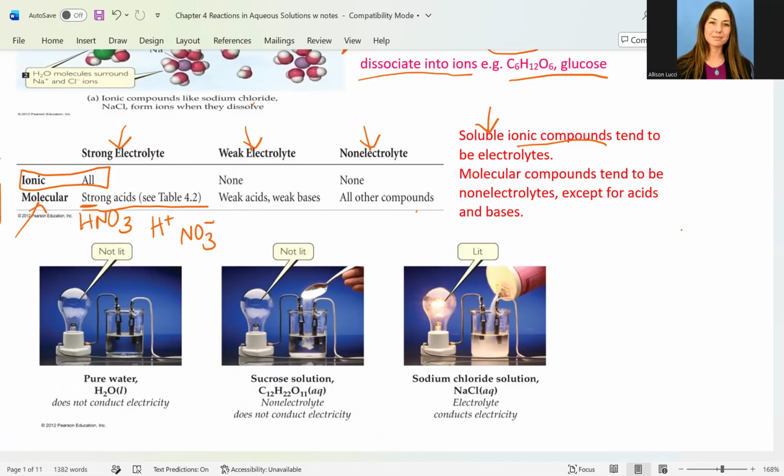So those are the strong acids. These are all considered electrolytes, along with the ionic compounds. And then we have, in the middle here, weak electrolytes. So weak acids and weak bases.